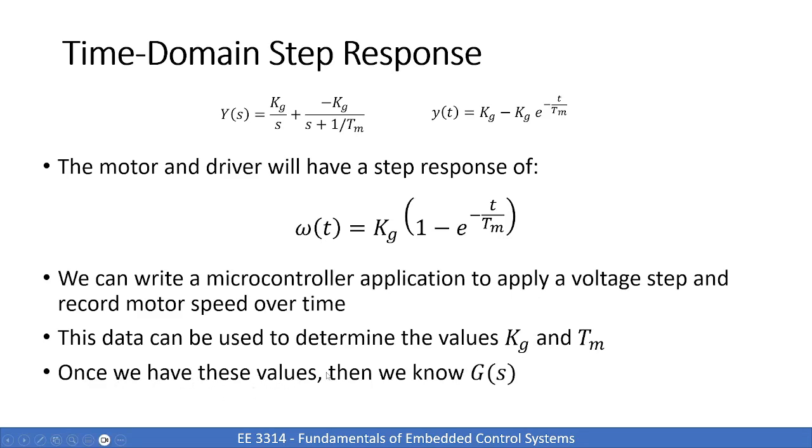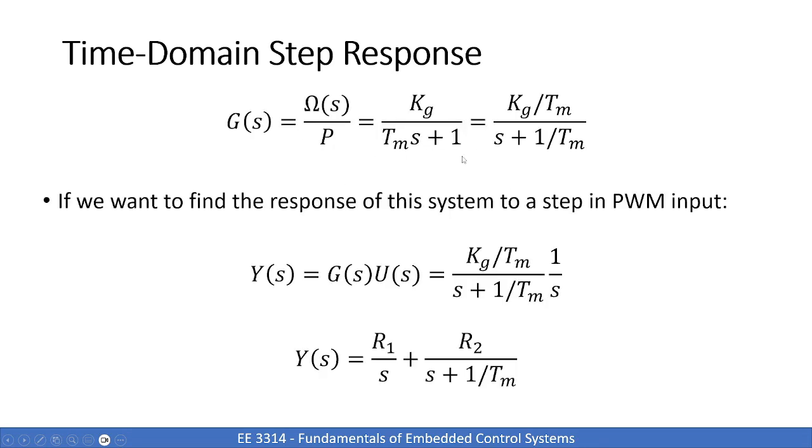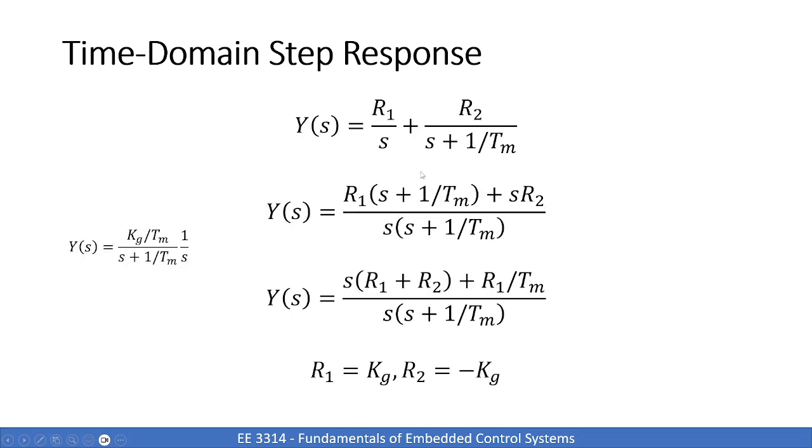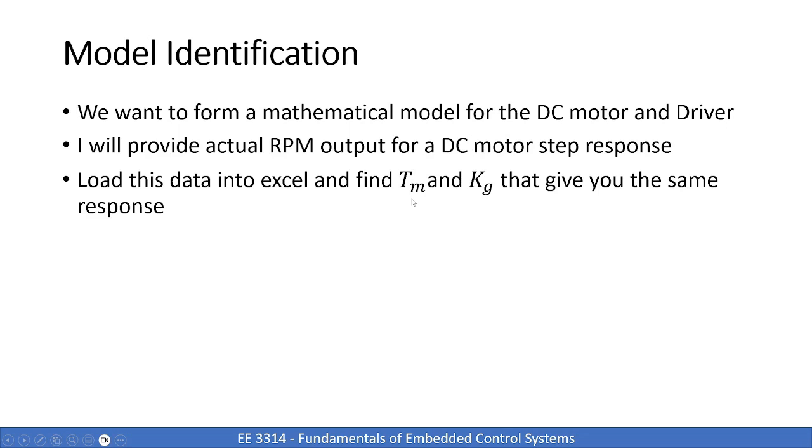So once we have these values, then we know our G of S. Our G of S is simply this right here: Kg over TmS plus 1. Okay, all right, so we want to form this mathematical model.